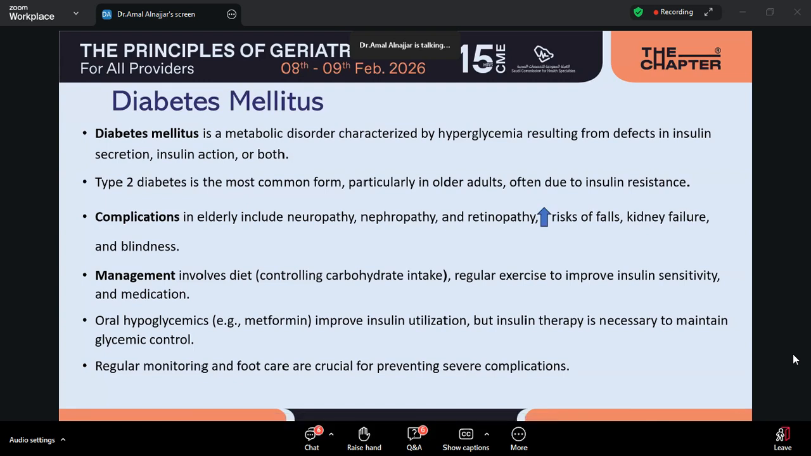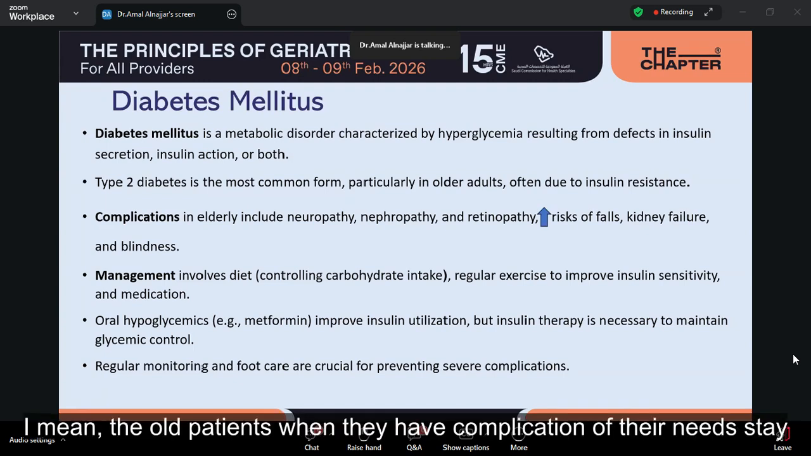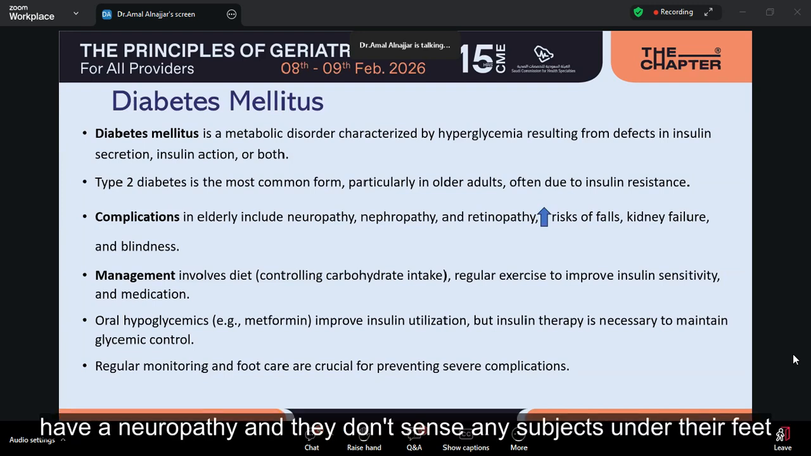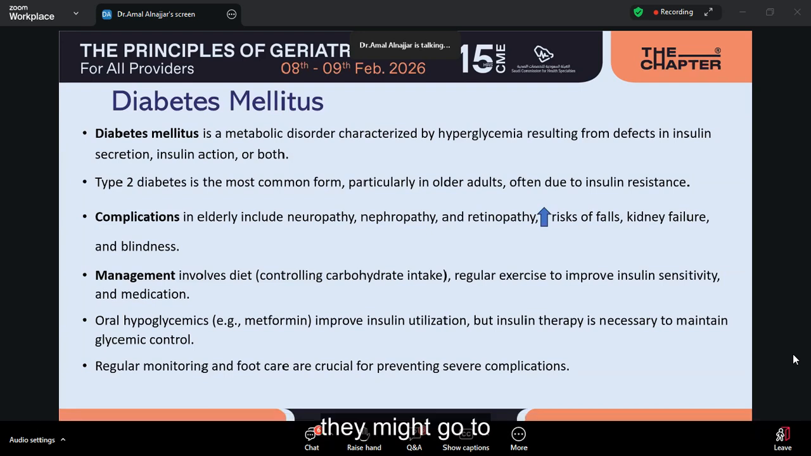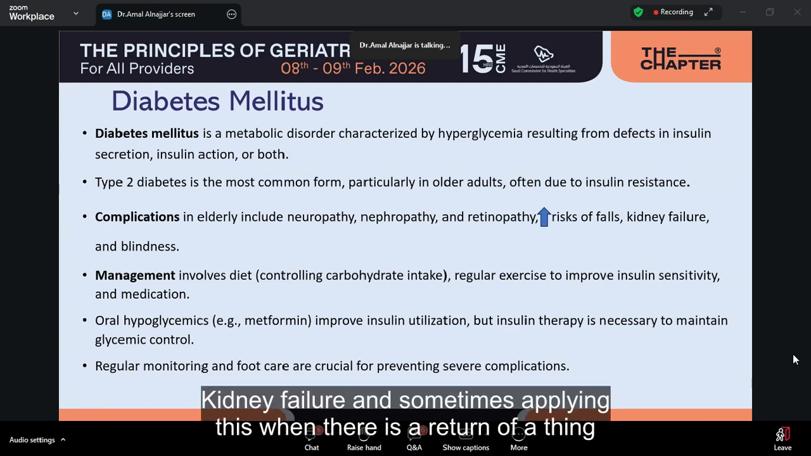Most of the old patients, when they have complications of diabetes, have neuropathy and they don't sense any objects under their feet, and they might be subjected to the risk of kidney failure, and sometimes blindness when there is a retinopathy.